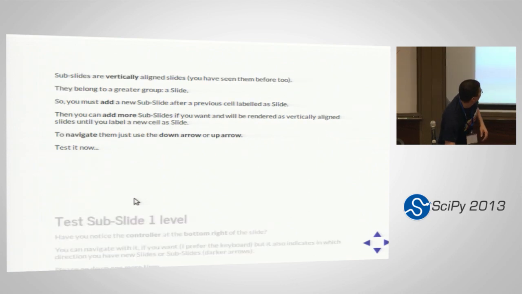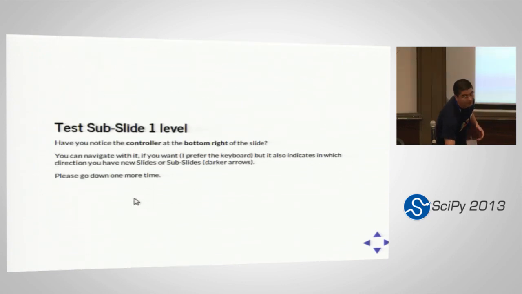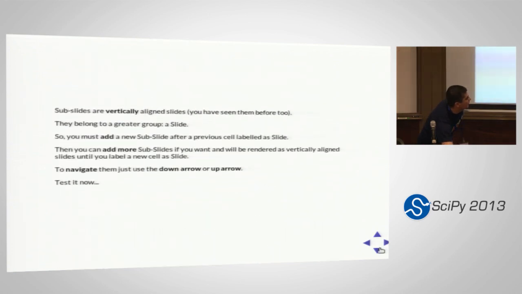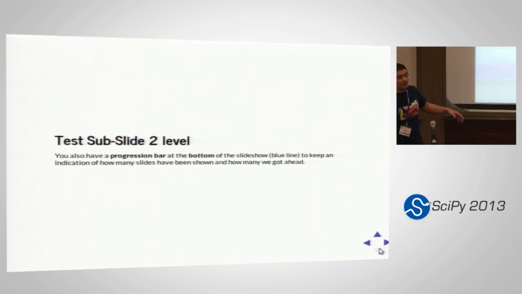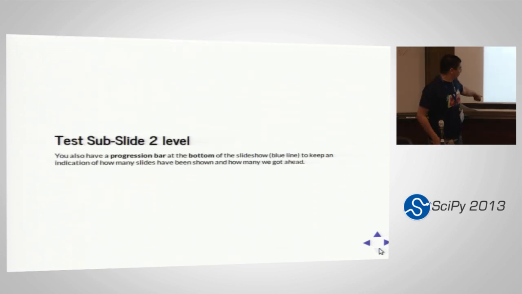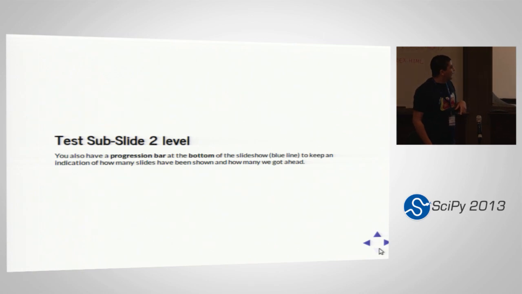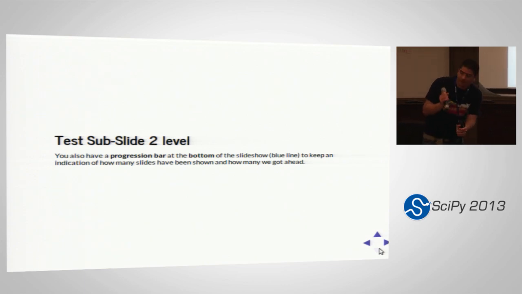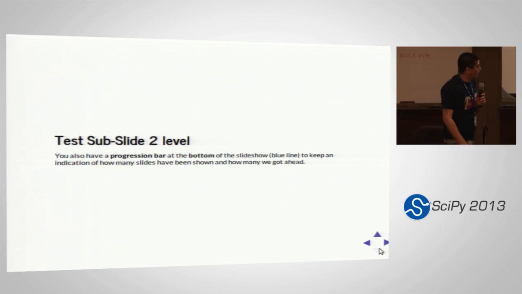You can navigate with the down or up arrow. This is a first slide, okay? If you see at the right corner, you have a controller to make these movements, okay? If you go deeper, see, you have another sub-slide, okay? Here you will have a progression bar in blue. It's difficult to see, but if you see it on your computer, that keeps an idea of how many slides have been shown, and how many we have ahead, okay?